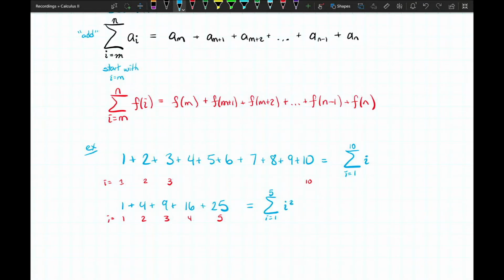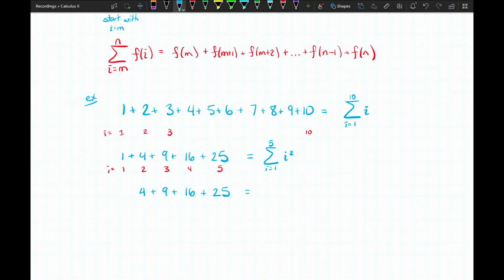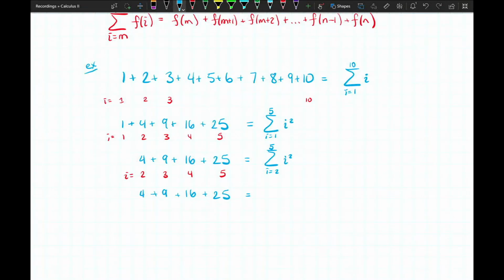Okay, try a couple more here. What if I wanted to add up the perfect squares 4, 9, 16, and 25? Well, I could be really clever here and just start the index at 2 would be one option. If I start the index at 2, 2, 3, 4, 5, then in terms of sigma notation, I will just start with i equals 2, end at 5, and once again, this would be i squared.